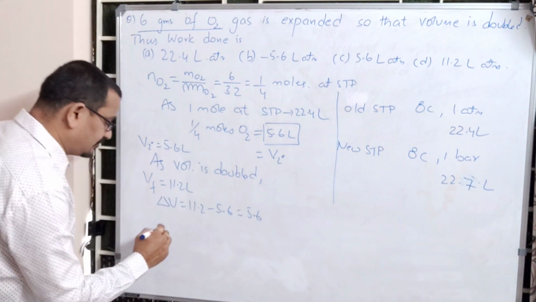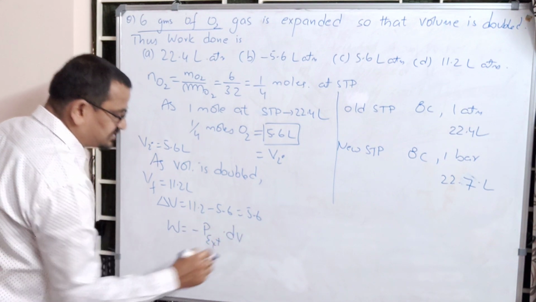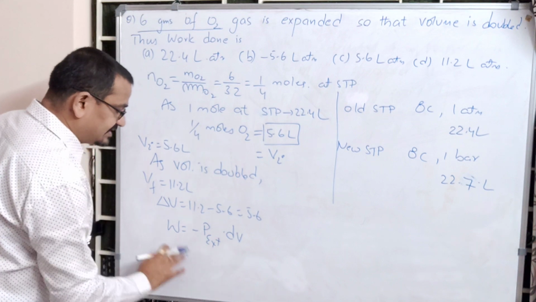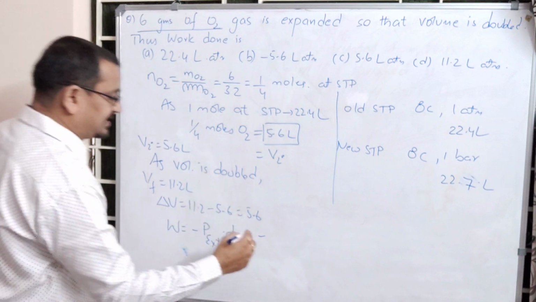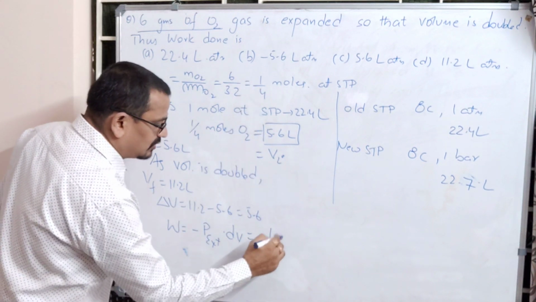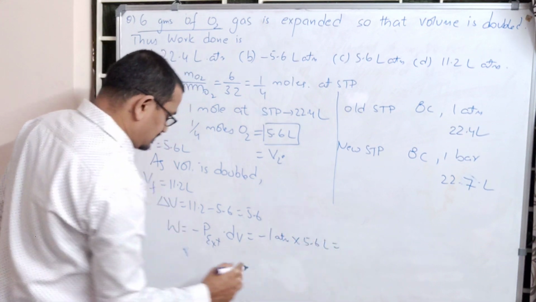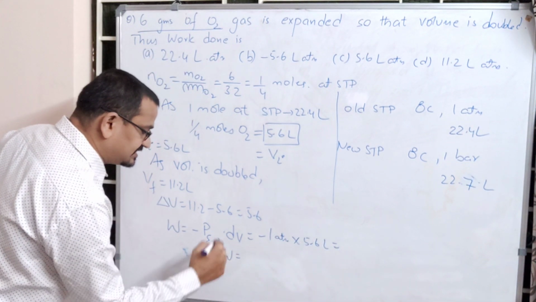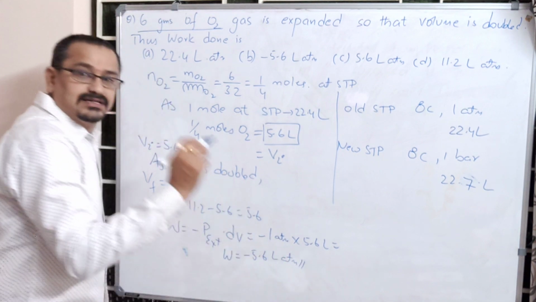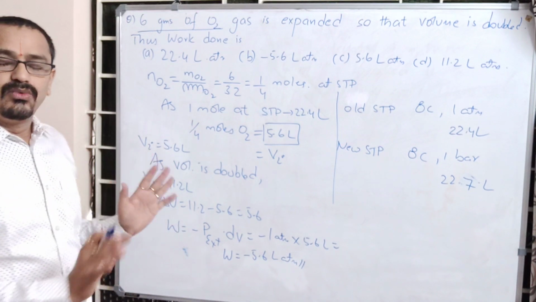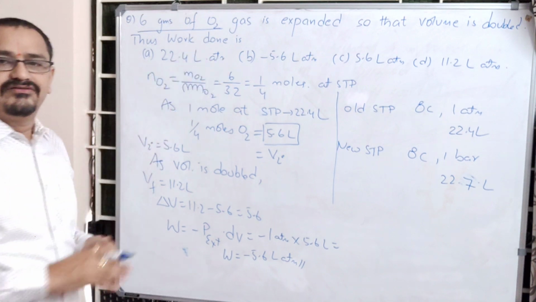Delta V is 5.6. Now work done can be calculated as minus P external into change in volume, that is minus P external. The external pressure is given as 1 atmosphere, since it is given at STP conditions, 1 atmosphere into the change in volume, 5.6 liters. So work done in this given process is minus 5.6 liter atmospheres. So this is one model question where we can solve it using initial and final volumes.